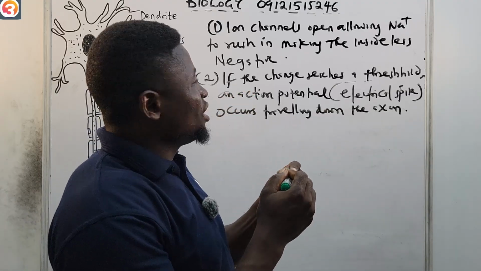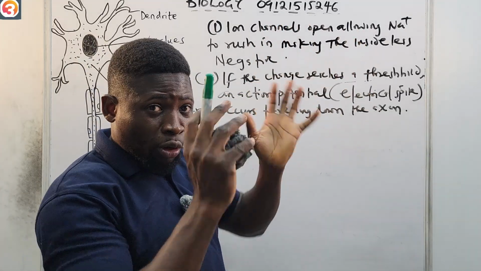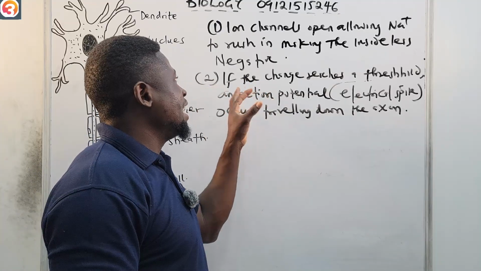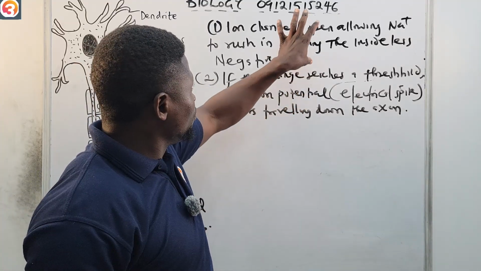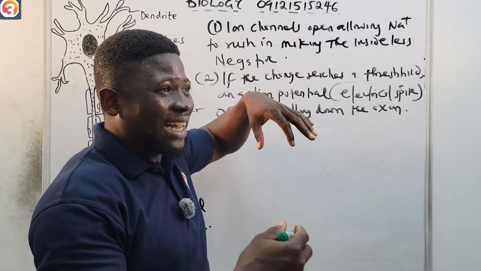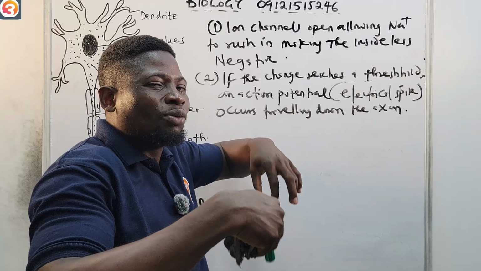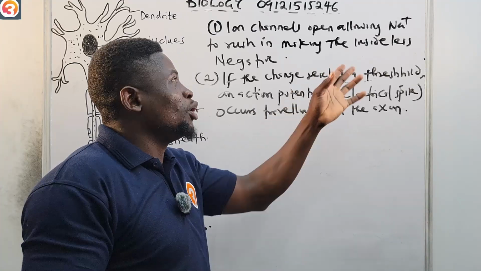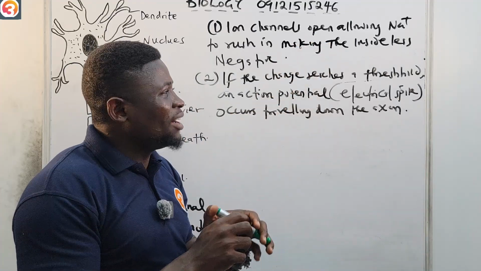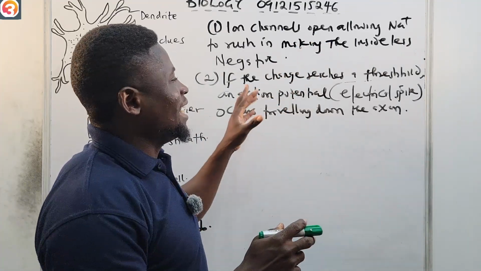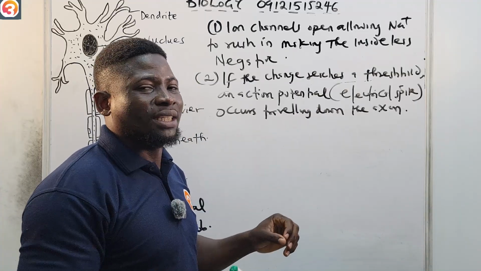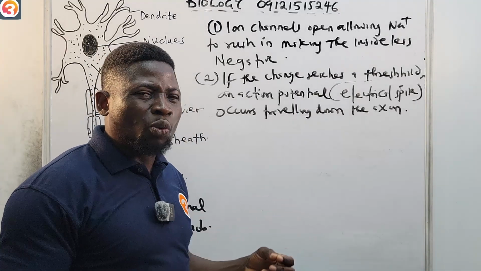So this is what happens. Number one, ion channels will open, allowing sodium ions to rush in, making the inside less negative. Because sodium ions have entered, the inside of the neuron will become less negative, since more positive ions have gone into the neuron. Now if the change reaches a threshold, an action potential or electrical spike occurs, traveling down the axon, and then the neuron will reset.